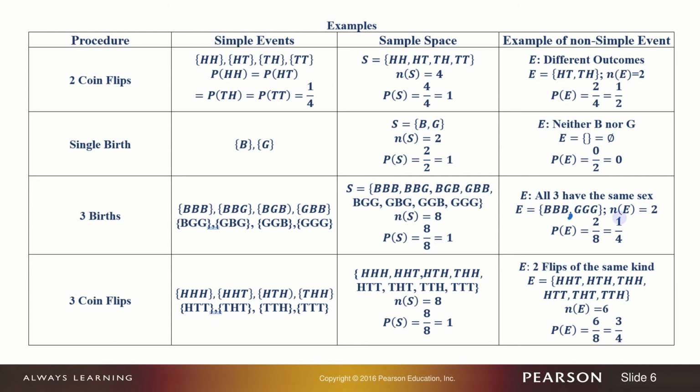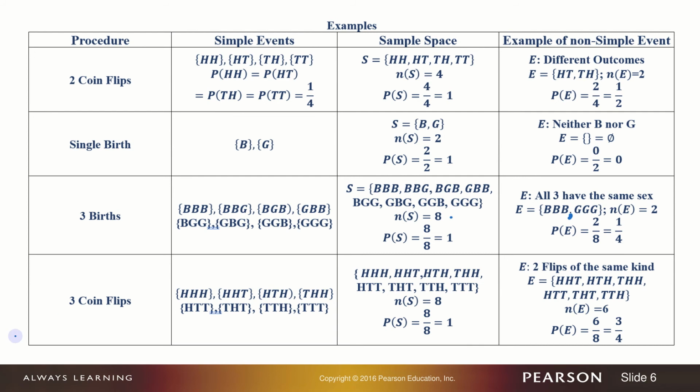And notice that the cardinality of this event is 2. So the probability of the event will be 2 over the total number of outcomes, which is 8. Remember, that's just the cardinality of the sample space. And we get 1 over 4 if we simplify that.